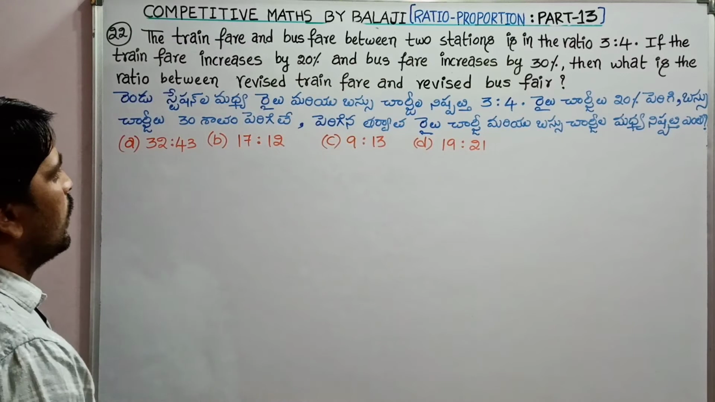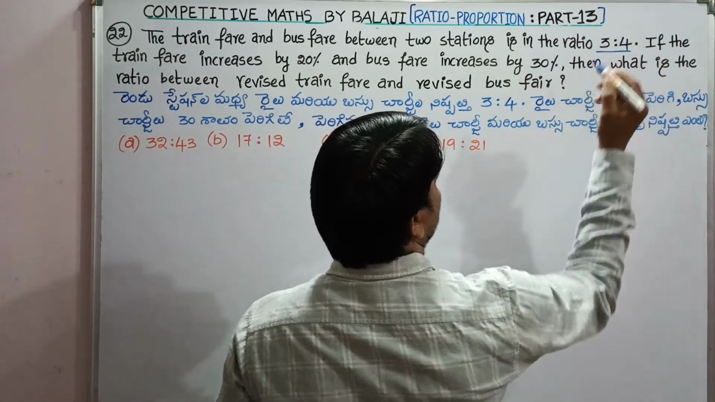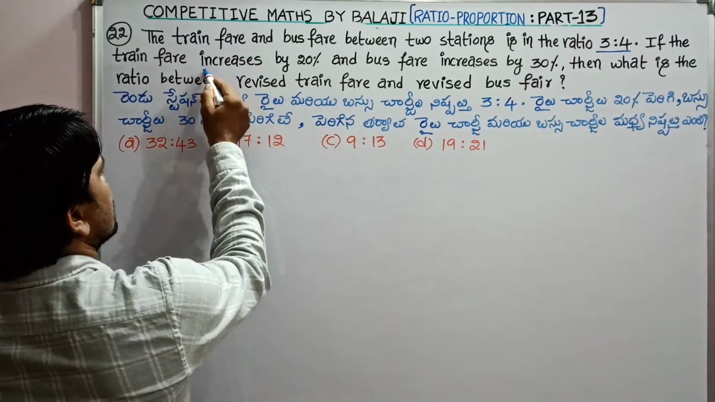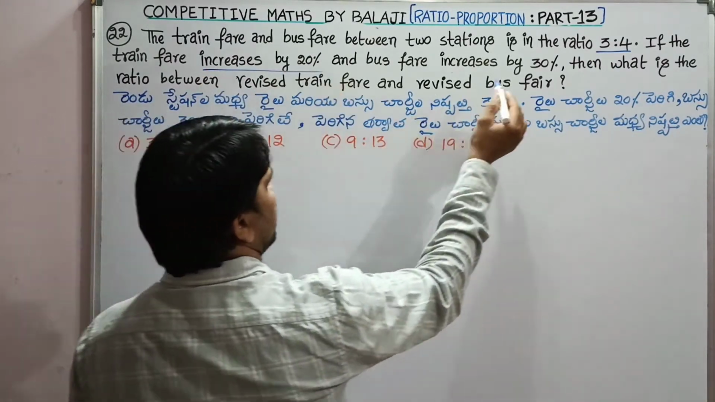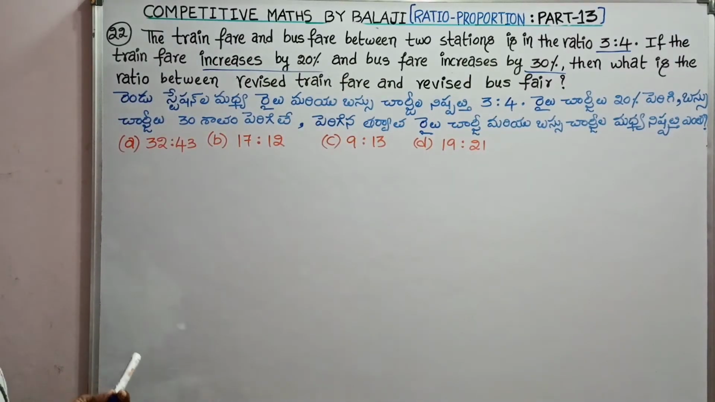The train fare and bus fare between two stations is in the ratio 3:4. If the train fare increases by 20% and bus fare increases by 30%, then what is the ratio between revised train fare and revised bus fare?